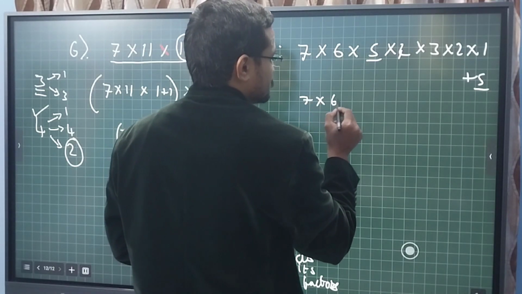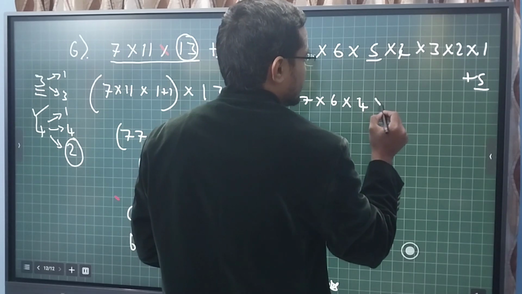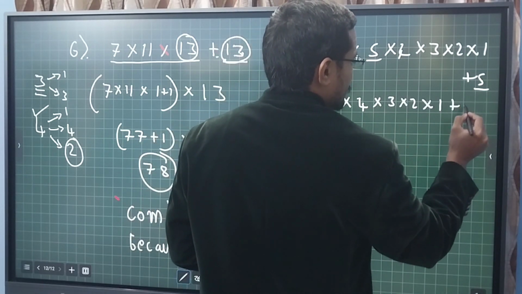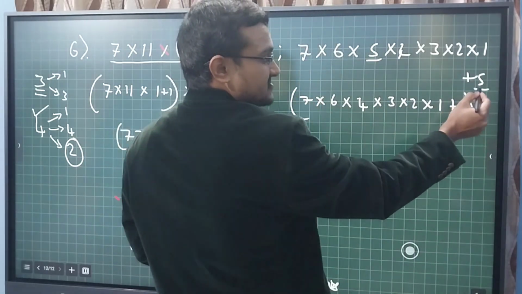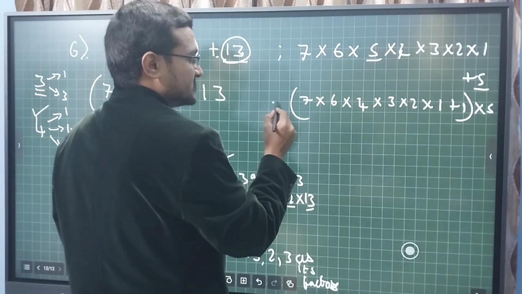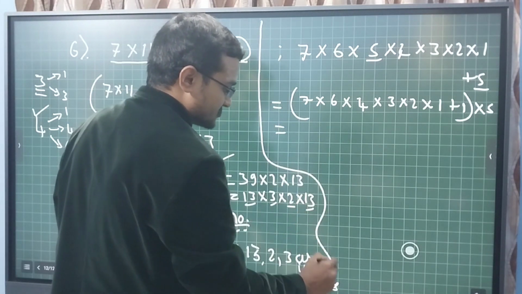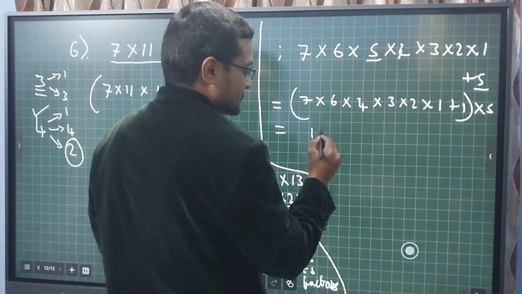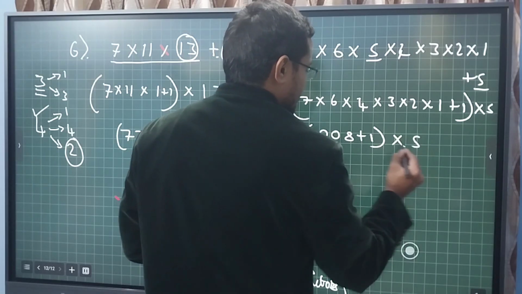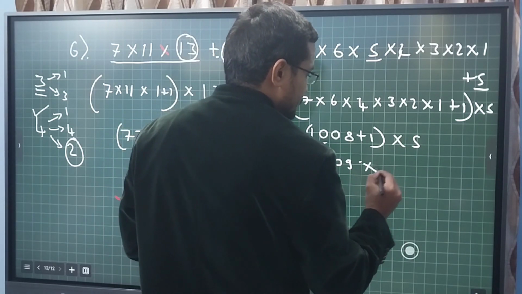So 7 into 6 into 4 into 3 into 2 into 1 plus 1, because I am taking this 5 and this 5 common. So outside the bracket there will be into 5. So this you can again write as, this is the second part of the question. So when you do this, you will get 1008 plus 1 into 5.